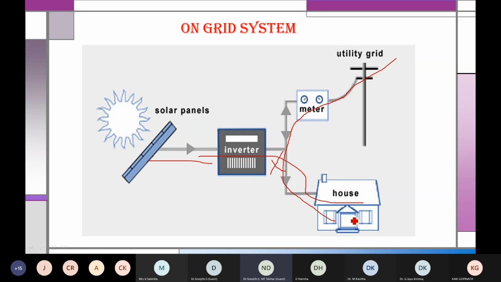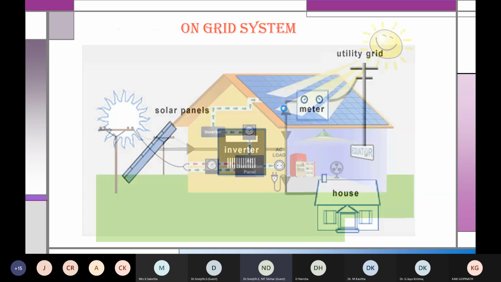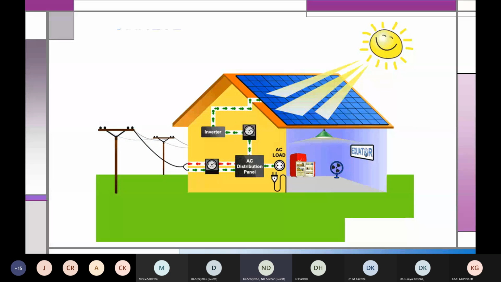But you can see this is bidirectional. That's an important concept. I'll tell you what is bidirectional and why it is bidirectional. Let's come to this.